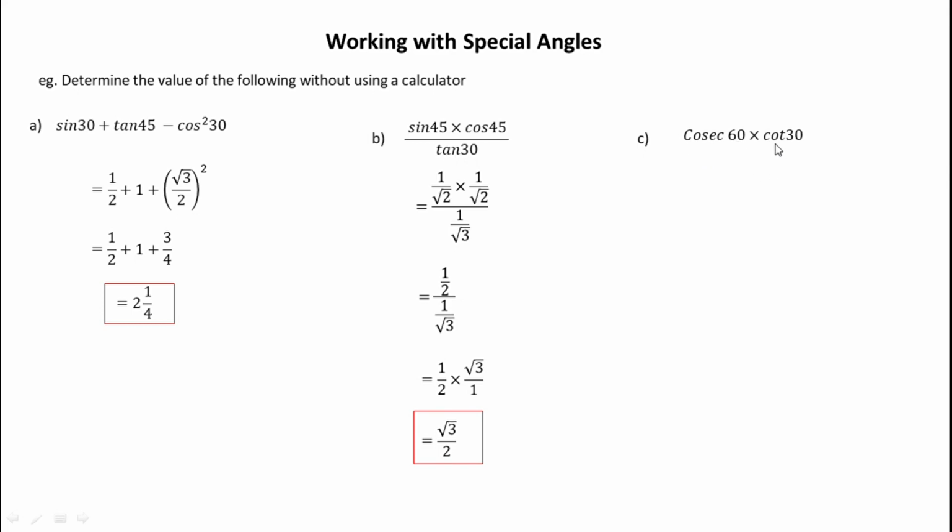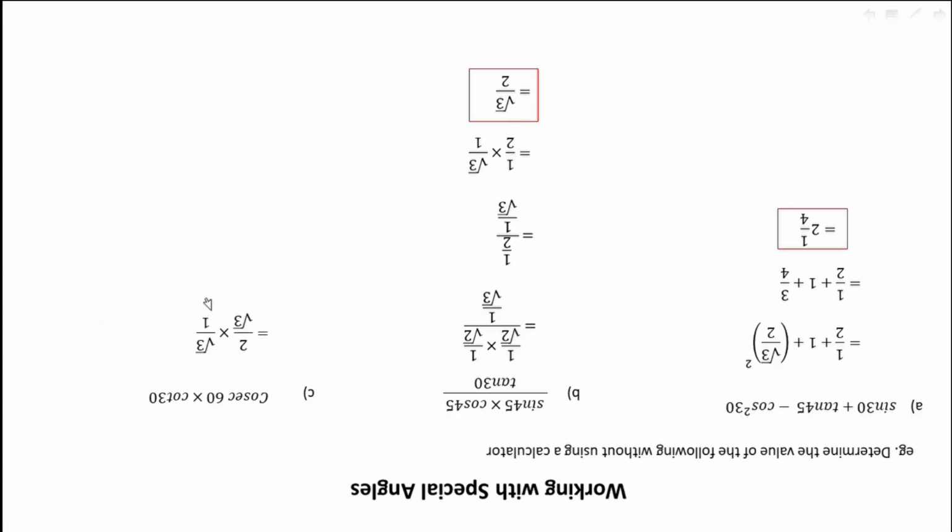Cot is the reciprocal of what? It's the reciprocal of tan. So the tan of 30 is 1 over root 3. So I'm going to take that fraction and just turn it upside down. There we go. So this is the sine of 60 upside down. This is the tan of 30 upside down. That's how you deal with reciprocals, ladies and gentlemen. Just turn them upside down.